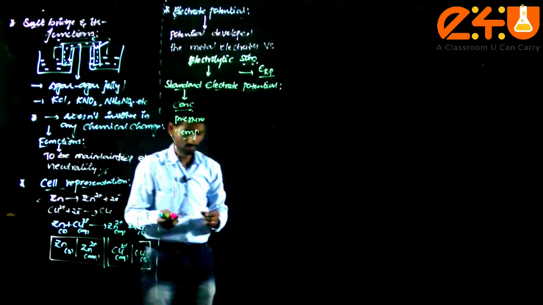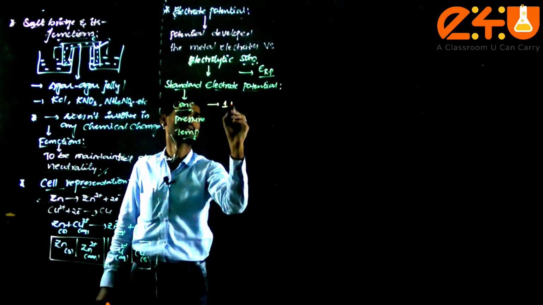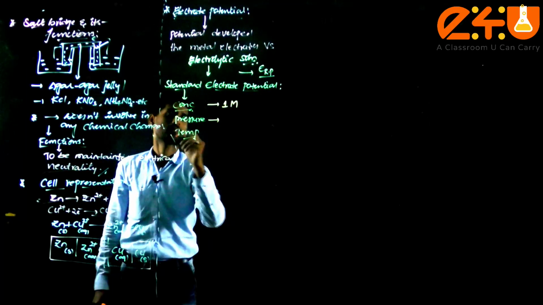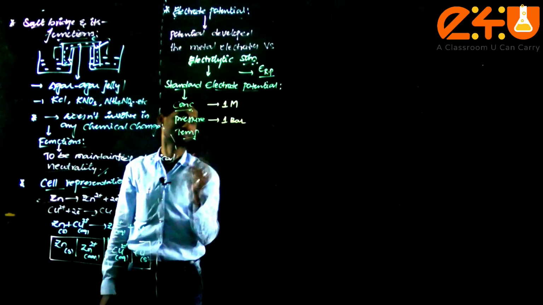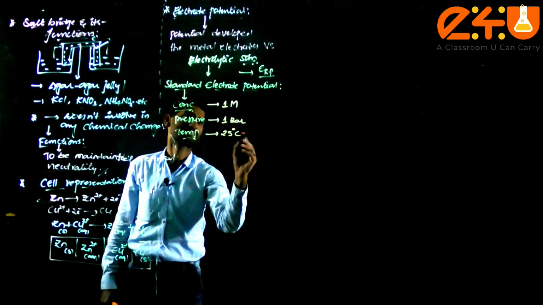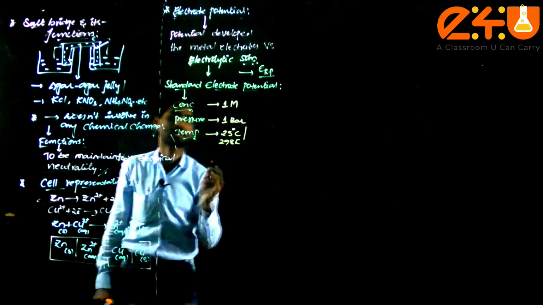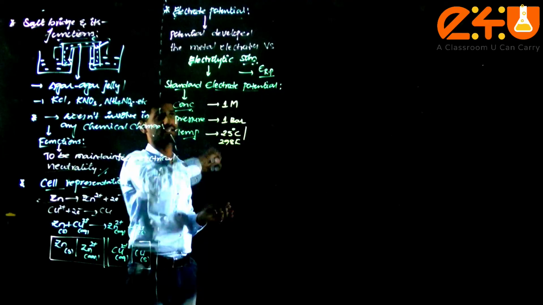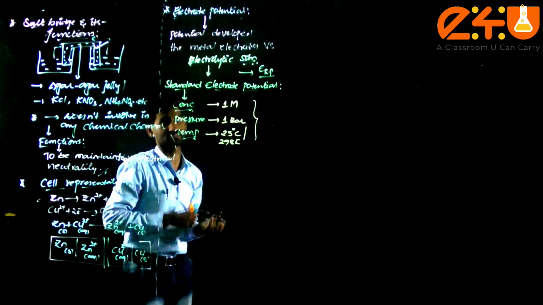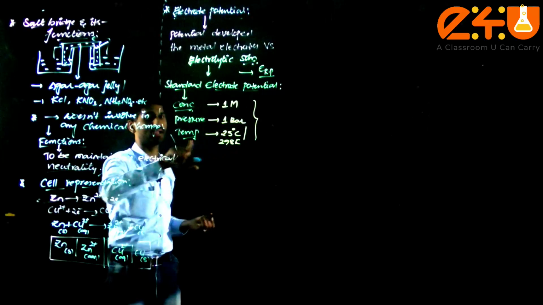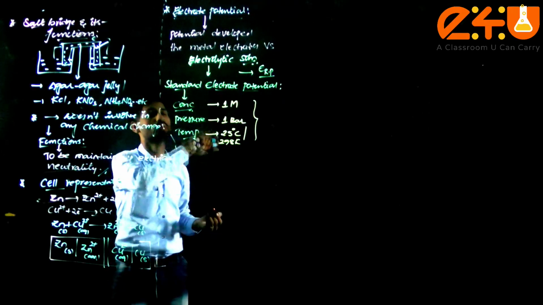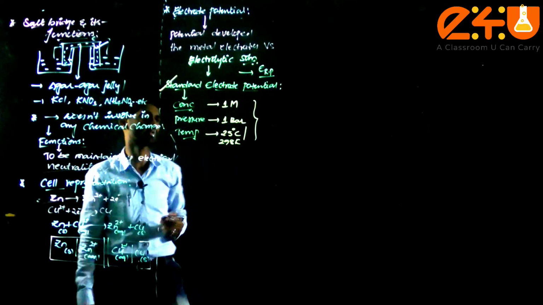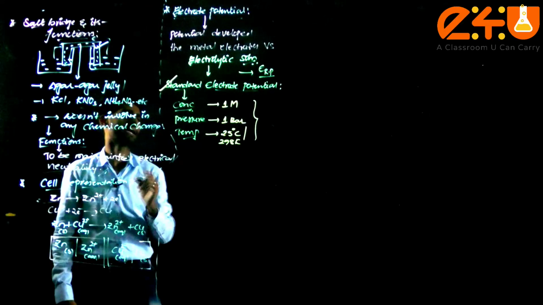Now the concentration to be considered, understood, is 1 molar. Next, pressure we have to consider 1 bar. Next, temperature at 25 degrees Celsius, also known as 298 kelvins. The potential developed between the metal electrode and electrolytic solution at these conditions, concentration 1 molar, pressure 1 bar, and temperature 25 degrees Celsius or 298 kelvins, is known as standard electrode potential. Very very important, standard electrode potential.